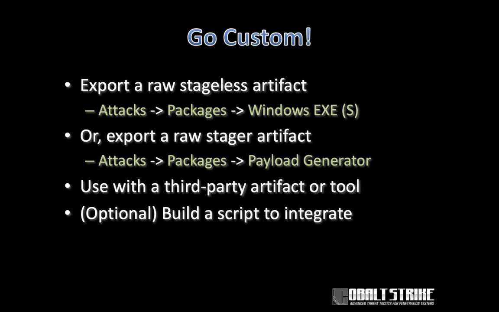The final weaponization option I want to touch on is your option to go custom. You can export a ready-to-run position-independent blob with a beacon payload. Go to Attacks, Packages, Windows EXE S. Or, if you want a stager, go to Attacks, Packages, Payload Generator. Both of these have the option to export a raw artifact. Use that with a third-party artifact or tool. And if you have your own clever idea, consider building a script to integrate it into Cobalt Strike.